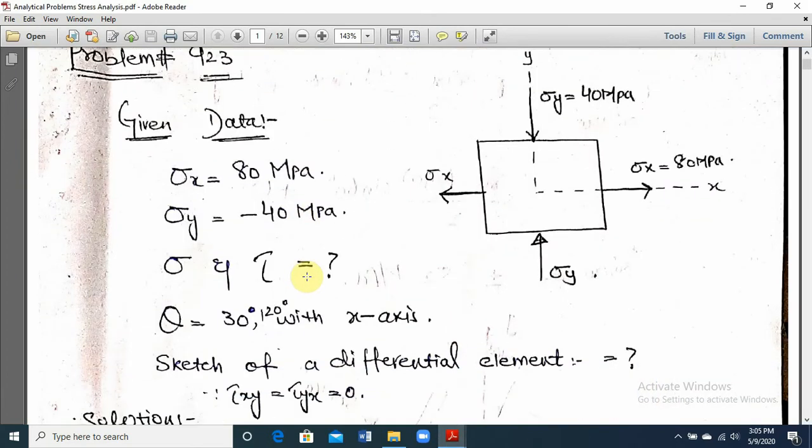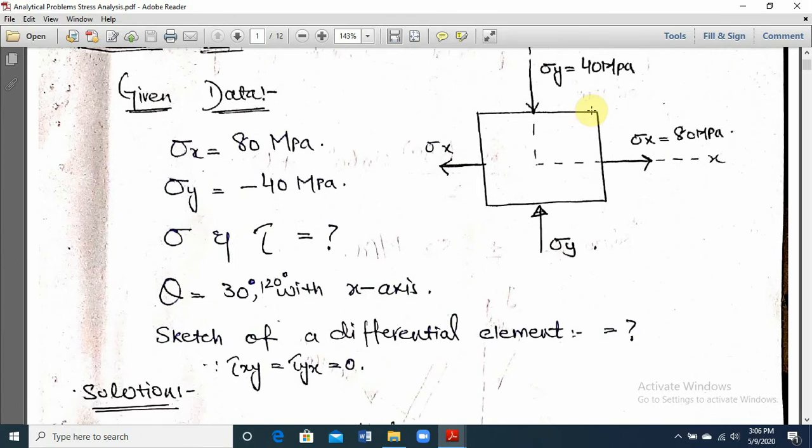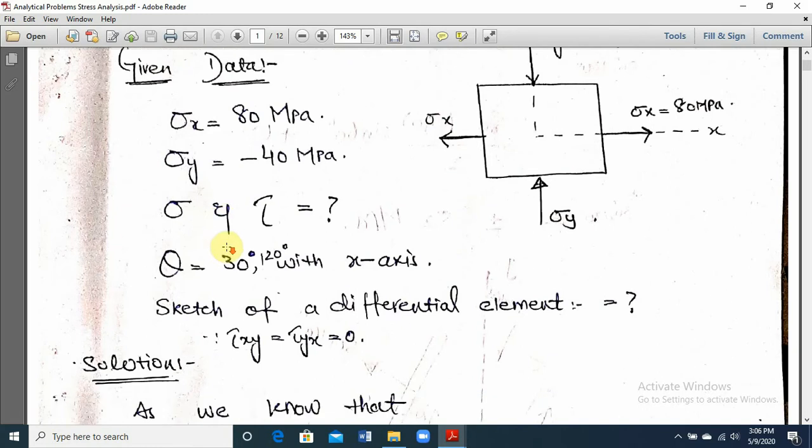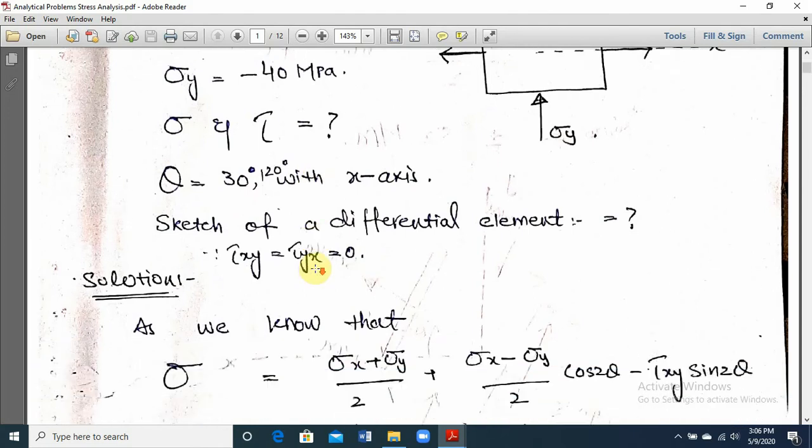We have been given the principal stresses, so there will be no shear stress. We have given sigma x equal to 80 megapascal and sigma y equal to 40 megapascal. That was minus, therefore it is compressive. You need to determine the value of normal stress and shear stress at a plane whose normal makes an angle with the x-axis of 30 degree and 120 degree. And finally you need to sketch the differential element. From the problem, as we know, tau xy is equal to tau yx equal to 0.